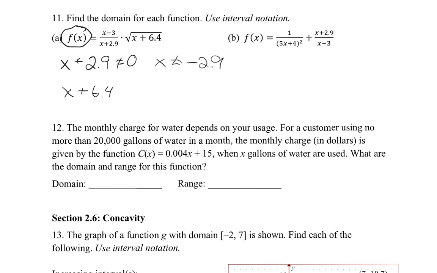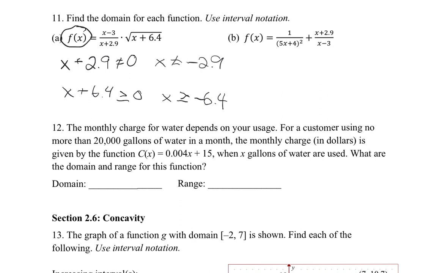So I said earlier, we can't take the square root of a negative number, so we need this to be greater than or equal to 0. In other words, positive, not negative. So if we solve this for x, we'll get that x must be greater than or equal to negative 6.4. So now we can make this in interval notation.